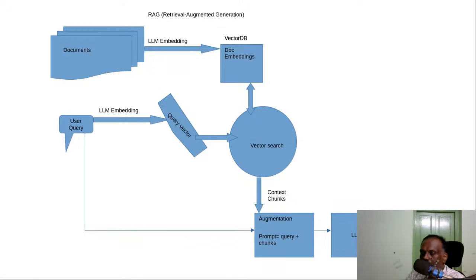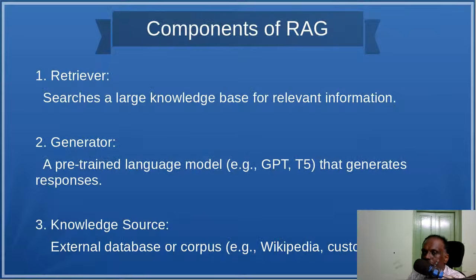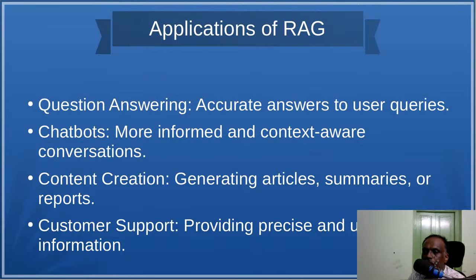I hope I made the fundamental things clear, right? The components, as we discussed: the retriever is one component, the generator is one component, and the knowledge source is one. There are a lot of applications. Chatbots are a very common one. As I said earlier, for any kind of business we can implement RAG.